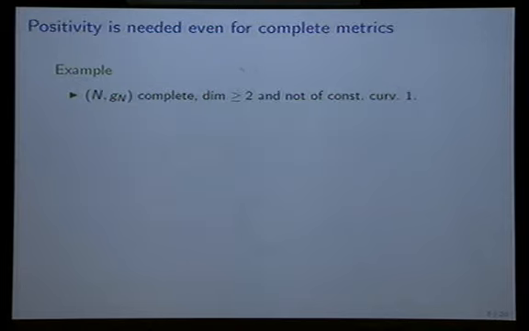Okay, the next example shows that even if we are ready to assume completeness, geodesic completeness of our pseudo-Riemannian manifolds, we still need the positivity. So completeness alone is not sufficient to generalize Gallot's theorem, so positivity is needed for the theorem to hold. Here we consider a complete pseudo-Riemannian manifold, for instance a complete Riemannian one is okay, of dimension at least 2 and not of constant curvature 1.